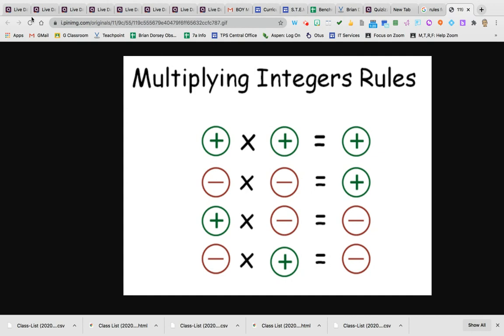Today, I'm going to go a little more deeply into this and give you some opportunities to practice. And we'll go through them together and discuss them. So you see on your screen, I have multiplying integer rules.